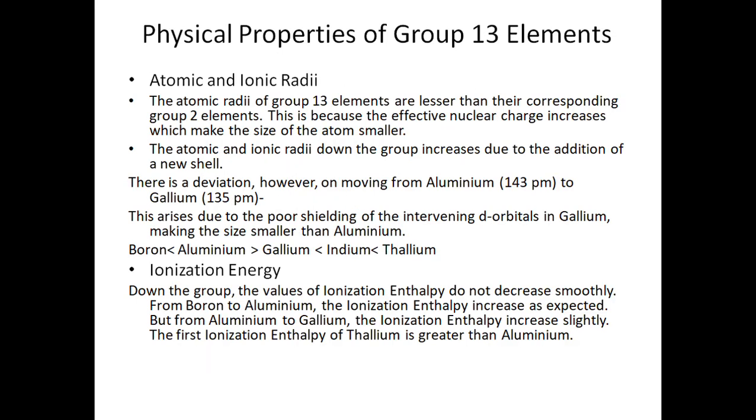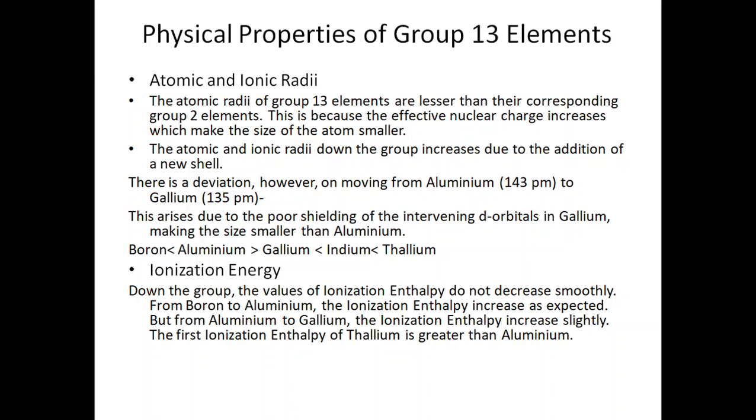Now we see the trend in the atomic and ionic radii of group 13 elements. Atomic radii of group 13 elements are smaller than their corresponding group 2 elements. This is because the effective nuclear charge increases, which makes the size of the atom smaller. The atomic and ionic radii down the group increase due to the addition of a new shell.